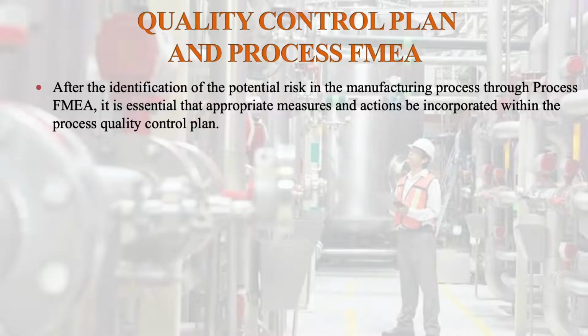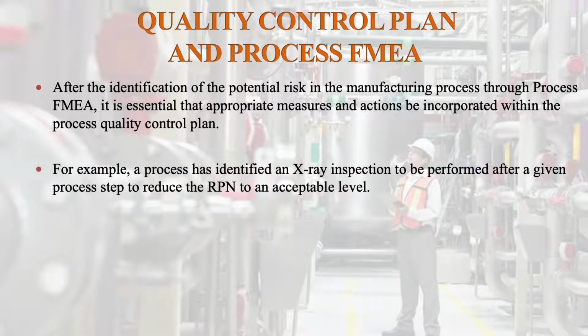Quality control plan and process FMEA. After the identification of potential risk in the manufacturing process through process FMEA, it is essential that appropriate measures and actions be incorporated within the process quality control plan. For example, a process has identified an X-ray inspection to be performed after a given process step to reduce the RPN to an acceptable level.